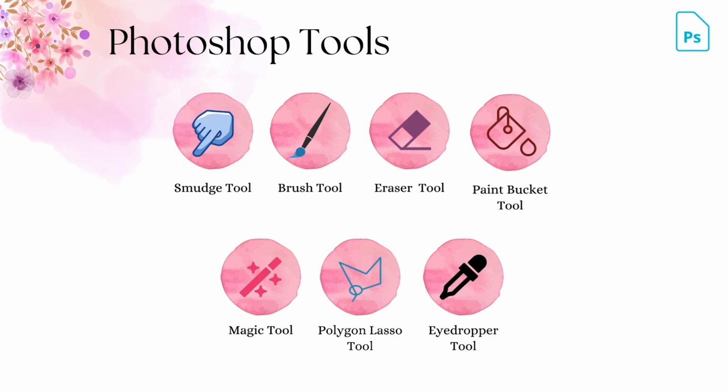The magic wand tool and the polygon lasso tool are going to be essential for this work because I need some good selection tools. Okay, and these are going to be the ones that I'll probably use almost all the time. And the eyedropper tool is going to be the one I use to pick the color from my reference.